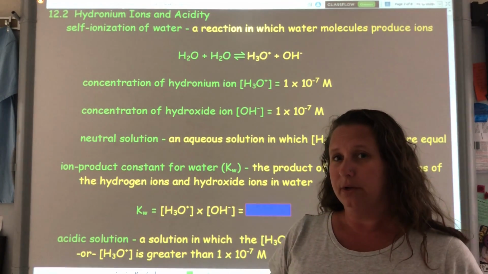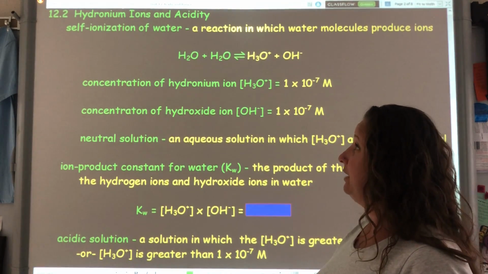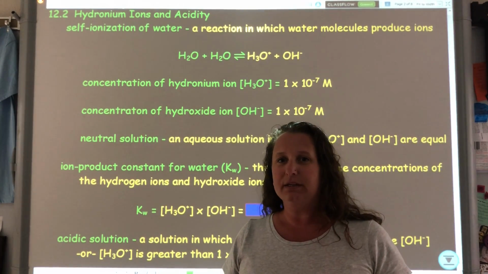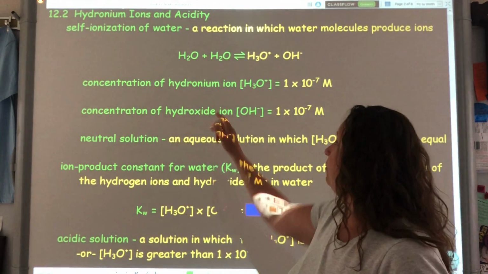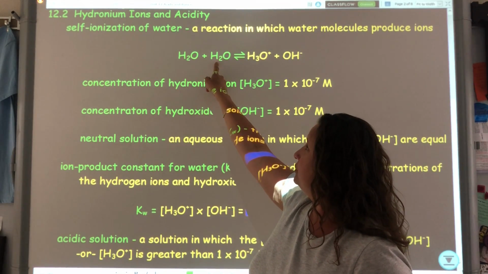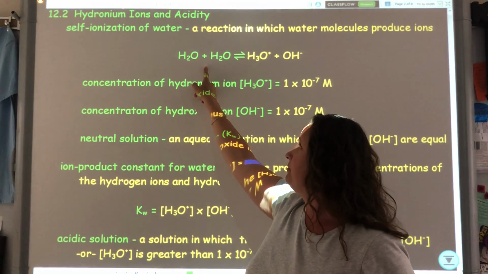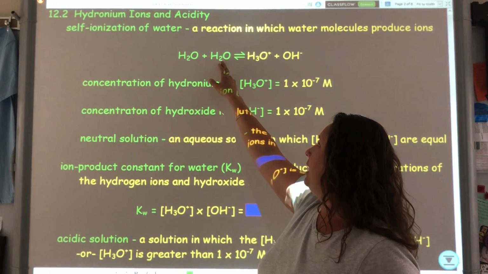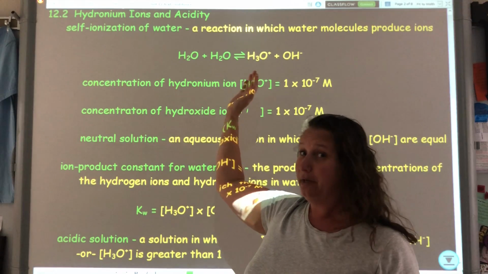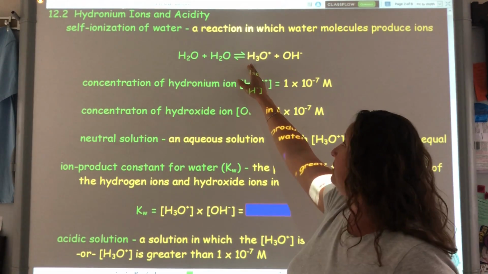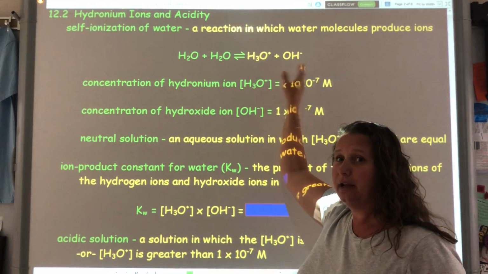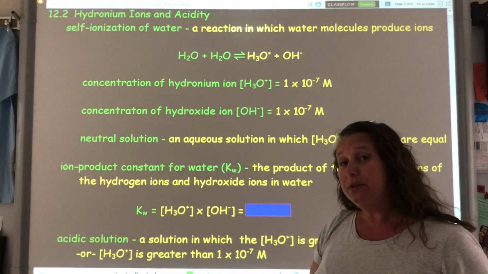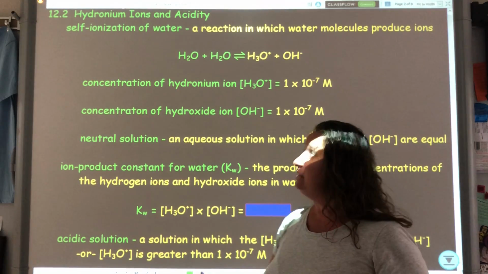First of all, what you need to know is that water will actually do something called self-ionize. It sounds kind of crazy, but this reaction shows water reacting with itself in very, very small proportions. Water will ionize itself, basically dissolving in itself, and produce the hydronium ion and the hydroxide ion. These concentrations are extremely low, but this is what pH is actually based on.